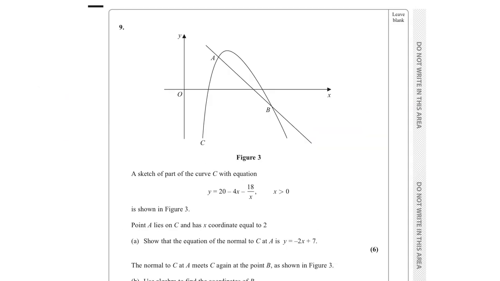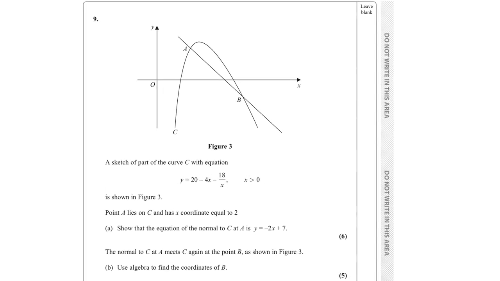Question 9 then. So question 9, a sketch of part of the curve of the equation y equals 20 minus 4x minus 18 over x is shown in figure 3. Point A lies on C and has x coordinate equal to 2. Okay, so I'm going to write that on there. 2, something. Show that the equation of the normal to C at A is y equals minus 2x plus 7.